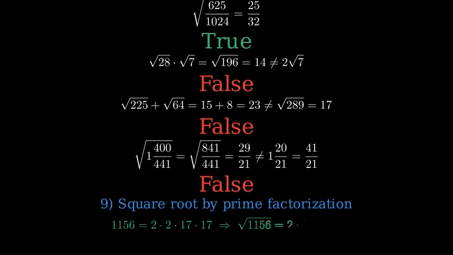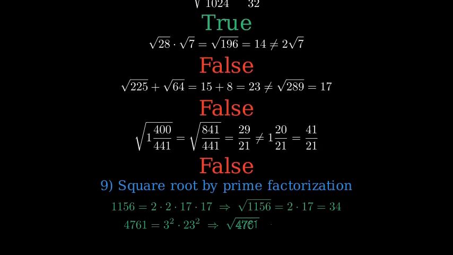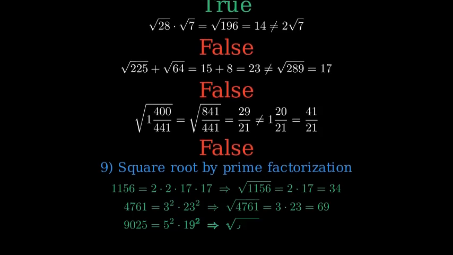Part 1. 1156 equals 2 times 2 times 17 times 17. 1 from each pair gives 2 times 17 equals 34. Part 2. 4761 equals 3 times 3 times 23 times 23. So the root is 3 times 23 equals 69. Part 3. 9025 equals 5 times 5 times 19 times 19. The square root is 5 times 19 equals 95.